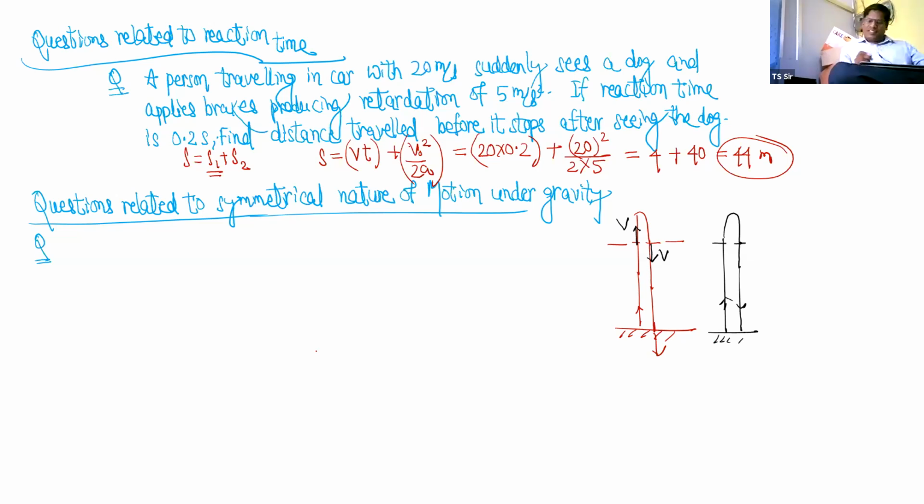it crosses that height twice. So while going up, whatever time it takes, t1 let's say, while coming down also, it will take the same time, t1. If it took time t1 to reach that height from the ground, then it will take t1 to come back from that height to the ground. If it took t2 time to reach the maximum height from here, then from the maximum height to there it will take t2 time only.